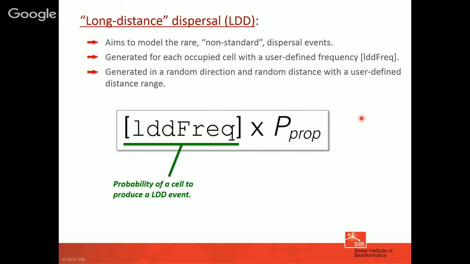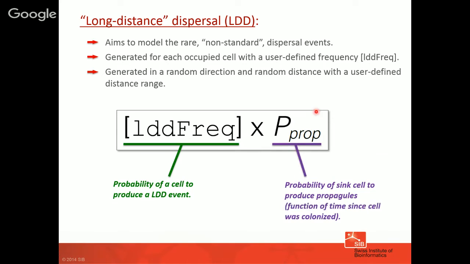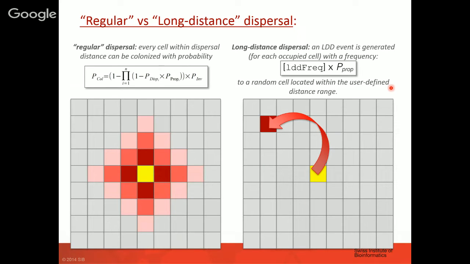So for these long distance dispersal events, you have to enter a frequency with which they occur, and of course, also depend on how likely a source cell is going to produce propagules. Here, to graphically illustrate the difference, for regular dispersal, you will have a source cell that disperses with a certain probability in all directions here, versus a long distance dispersal on the right here, where you have only one event that happens with a certain frequency. And it will happen in a random direction and at a random distance within a user specified range of distances.